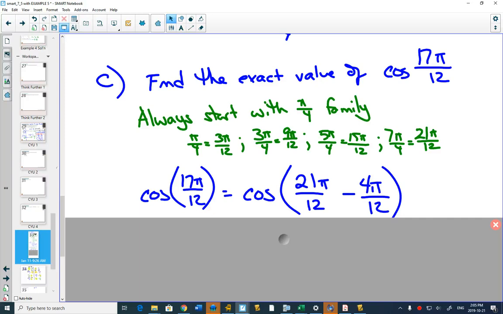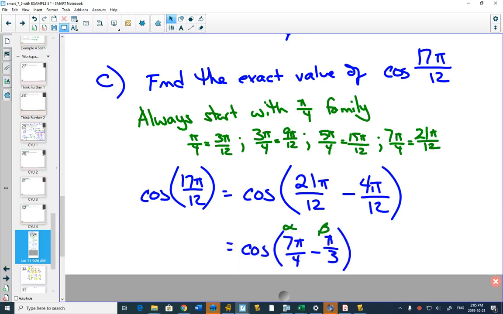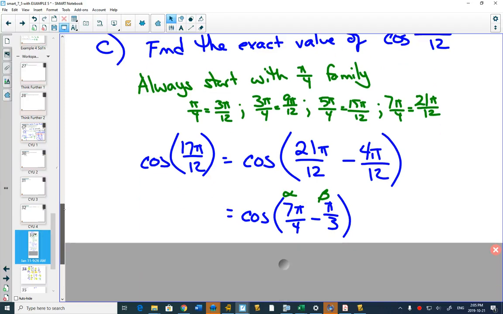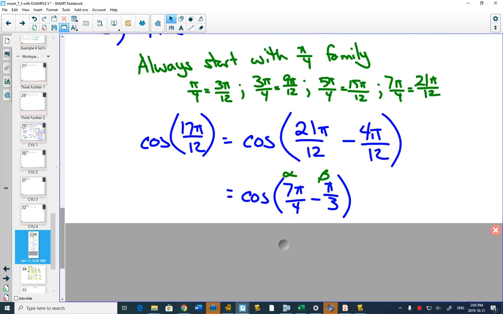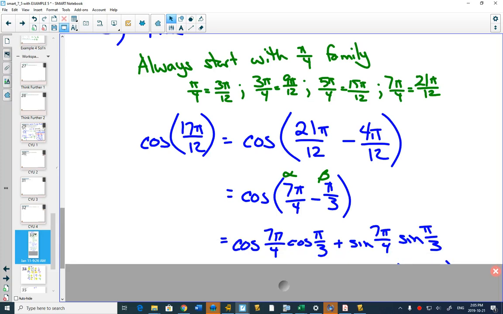Now I have to use my cos alpha minus beta formula. I reduce both of those. As we're showing our work, the cos is out in front, the cos is out in front, the angles, these angles add up to this one, these ones reduce. And now we can expand it completely. Everything else is on our unit circle.